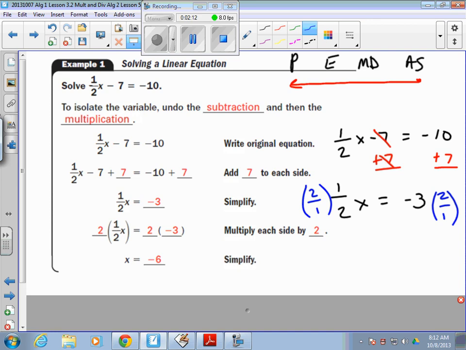Again, the key to this is, instead of working "please excuse my dear Aunt Sally," you work Aunt Sally, then my dear, then excuse, then please. You work them backwards when you're undoing a problem.